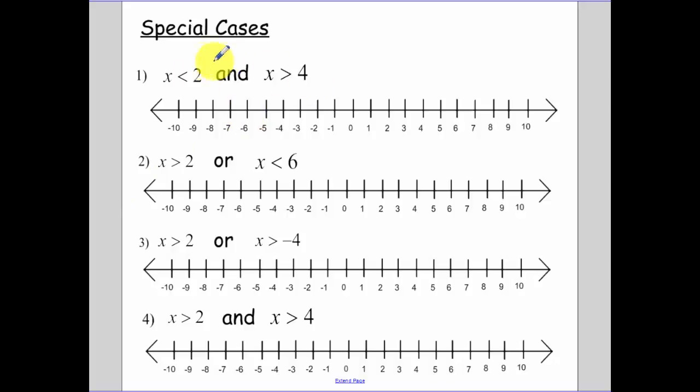Now let me graph these inequalities. Less than 2 is everything this way, and greater than 4, everything this way. I didn't shade anything that's in common. Remember, when it's an and, I need something that makes both true. So making both of those true, I didn't shade over any piece. So this is no solution. That's why a graph is going to help you out sometimes.